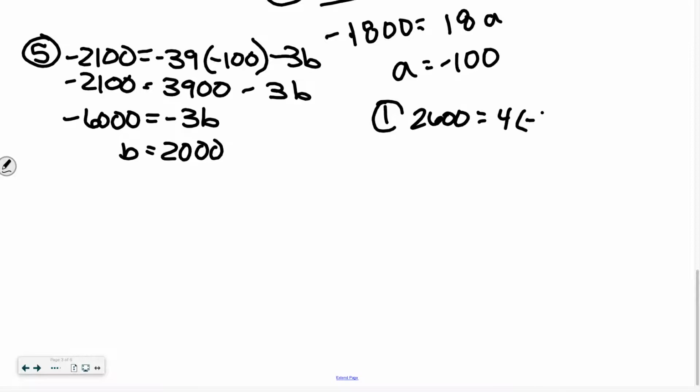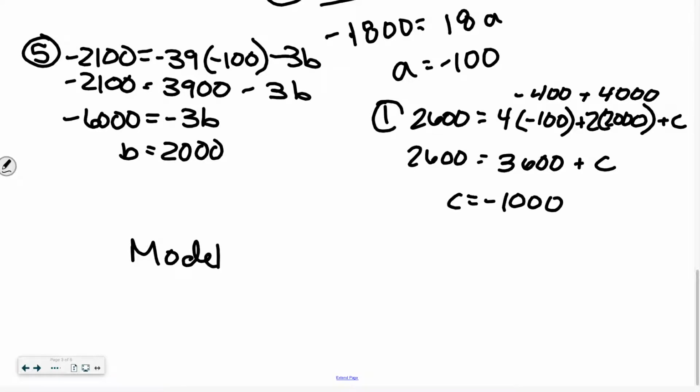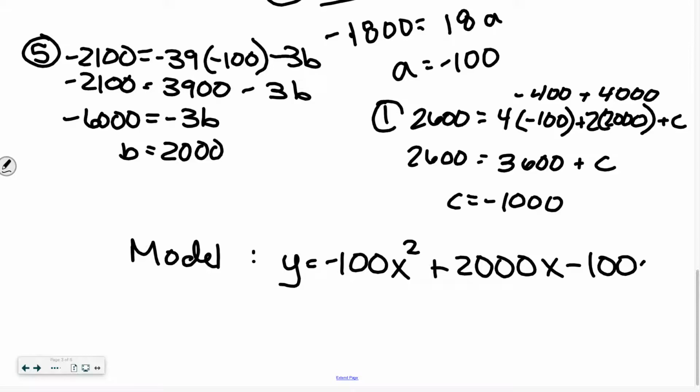2600 equals 4 times negative 100 plus 2 times 2000 plus c. Okay, this is negative 400 plus 4,000, so that should be 3,600. So c equals negative 1,000. Okay, so then our model, now that we have a's, b's, and c's, is y equals negative 100x squared plus 2,000x minus 1,000.